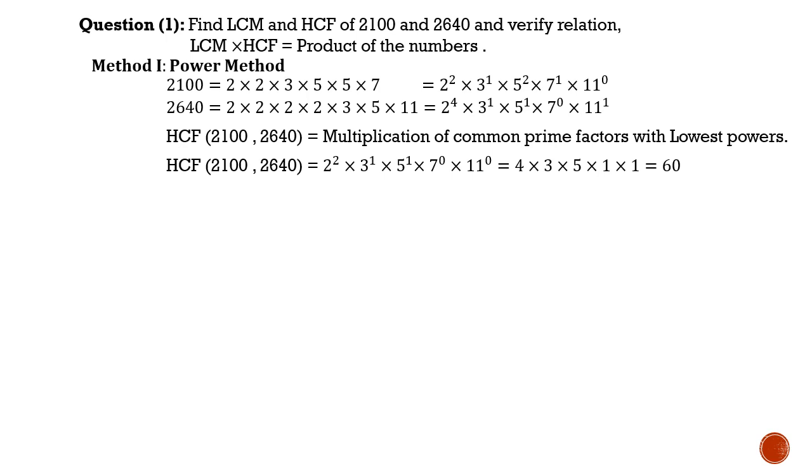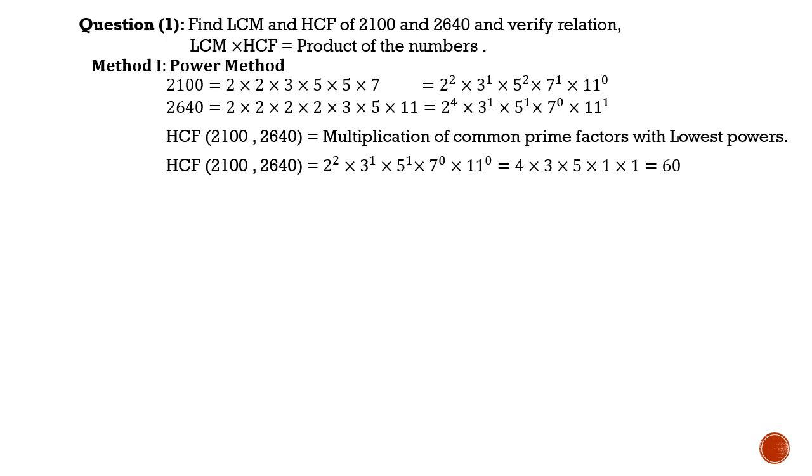5 square and 5 raised to 1. 5 raised to 1 is the number with the lowest power. So for HCF, we are taking lowest powers. 7 raised to 0, because it is the number with the lowest power. 7 raised to 1 and 7 raised to 0 we have. And similarly, multiplied by 11 raised to 0. And multiplication of all these numbers, 2 raised to 2 is 4, 3 raised to 1 is 3, 5 raised to 1 is 5, 7 raised to 0 is 1, 11 raised to 0 is 1. And again multiplying all these numbers, we'll get 60, which is HCF of the given two numbers.